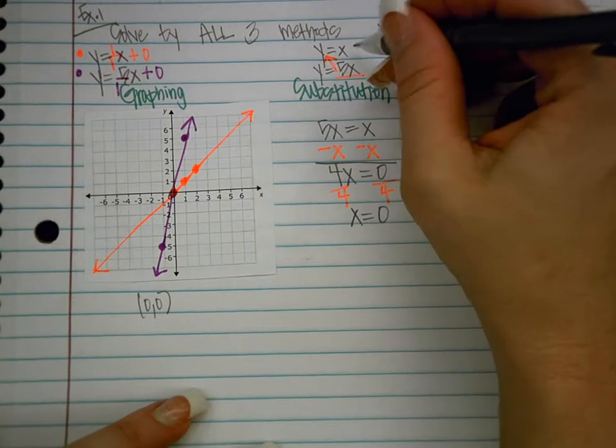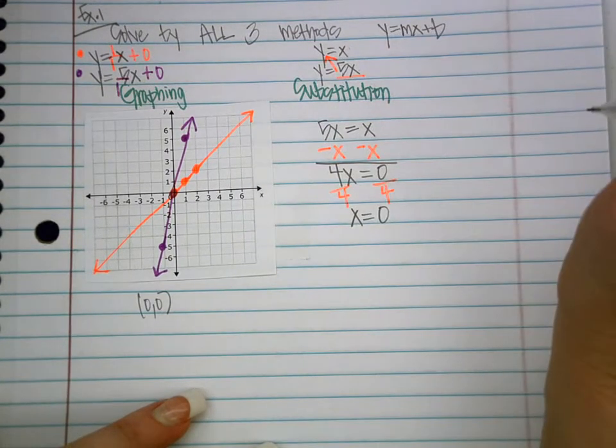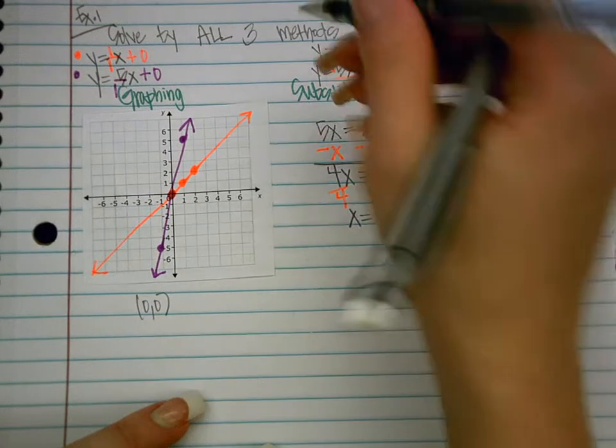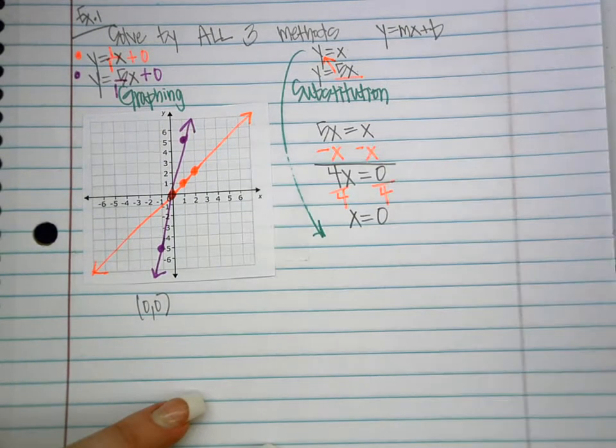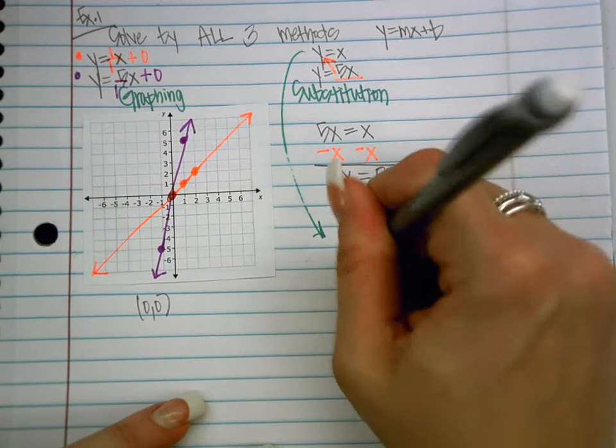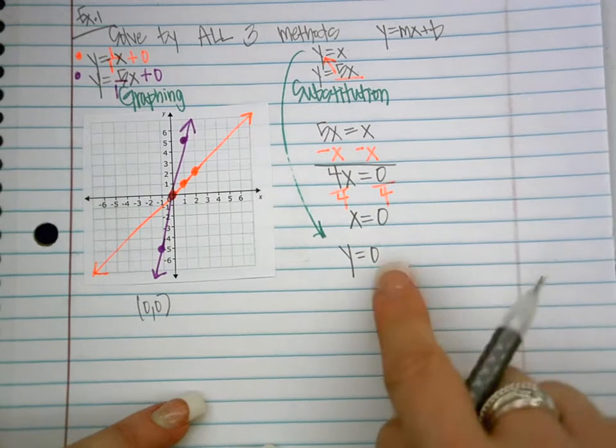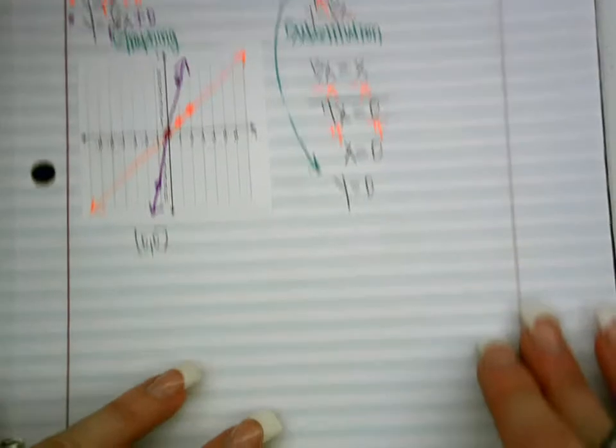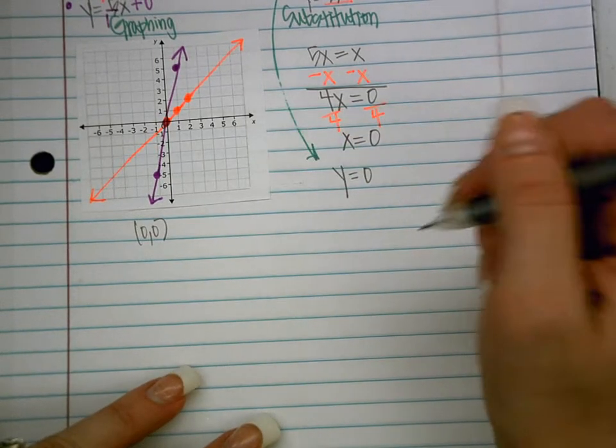Which one would you plug into? Y equals x or y equals 5x? Doesn't matter. If you plug into this top one, we would get y equals an x of 0. So here, what would you get for a solution? Y equals 0.